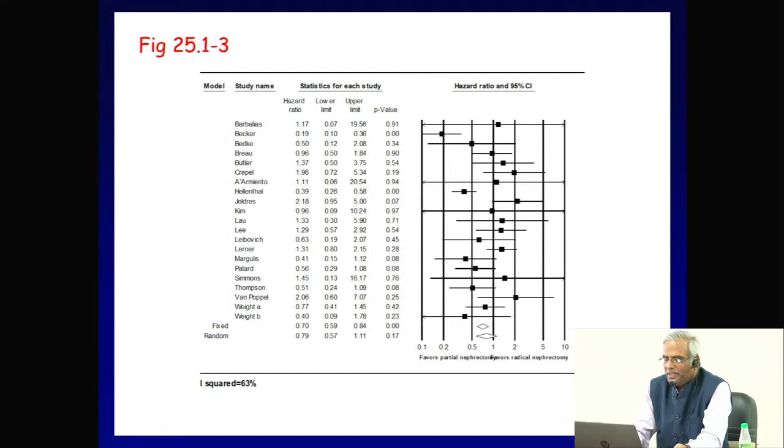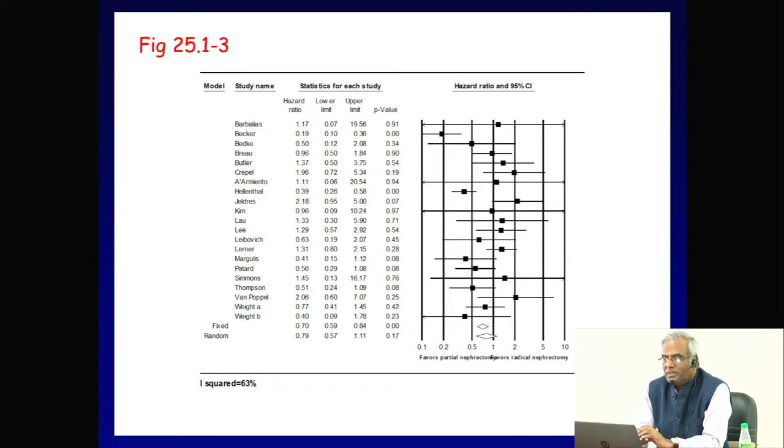So, here somebody did a meta-analysis, you see the diamond, one is fixed, one is random, and fixed is narrow, away from the line of one, which is no effect, so the p-value is less than 0.05. The p-value, in fact, is given here. P-value is 0.00, which means less than 0.005, right? But for random effects, the p-value is 0.17, and it is crossing that line. This is the usual thing. This is what usually happens when you use fixed effect and random effect.